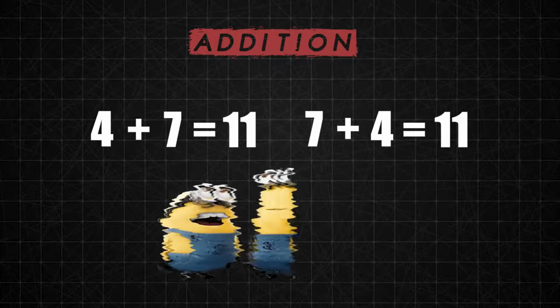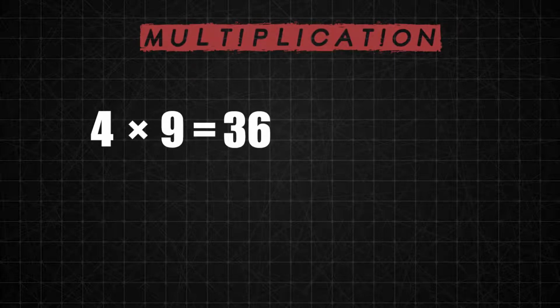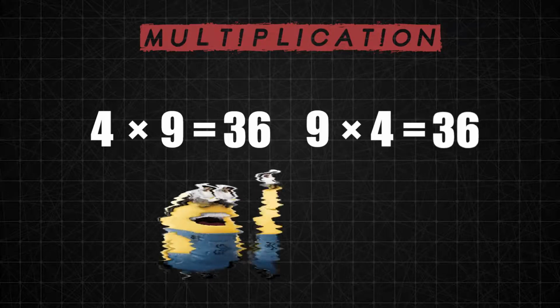So you don't need to memorize both of them. And the same is true for multiplication. If you know the fact 4 times 9 is equal to 36, then you also know that 9 times 4 is equal to 36. Now you see what I'm talking about?